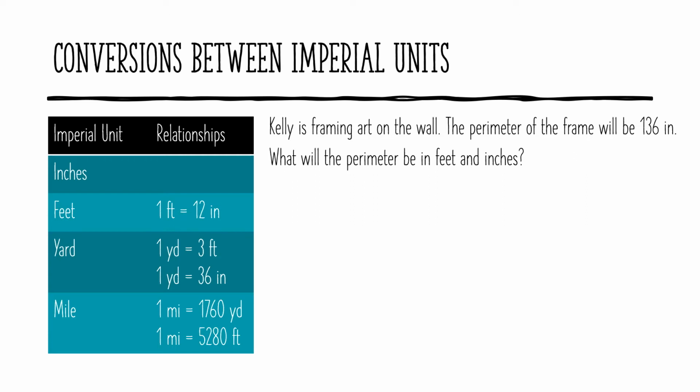Kelly is framing art on the wall. The perimeter of the frame will be 136 inches. What will the perimeter be in feet and inches? So we're going to start off by converting 136 inches into feet. Okay, so step one.